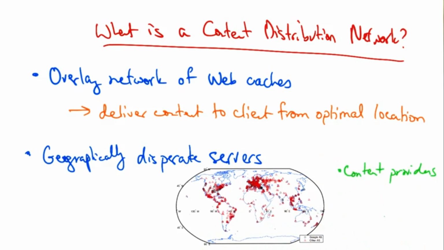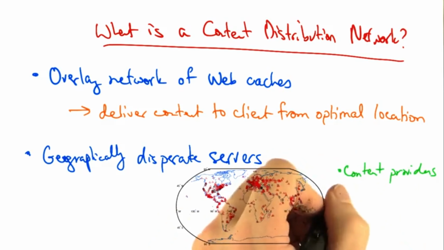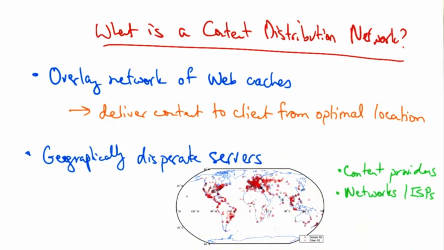Some CDNs are owned by content providers, such as Google, and others are owned and operated by networks, such as Level 3, Limelight, and AT&T. Still others, such as Akamai, operate independently. Non-network CDNs, such as Akamai and Google, can typically place servers in other autonomous systems or ISPs.